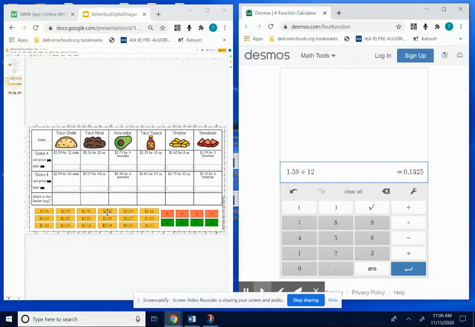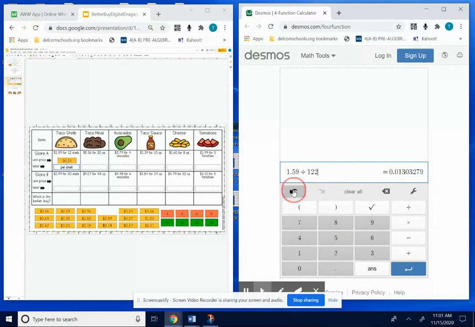So let's see, you want to drag up the 13 cents. And then you can just write for the label per shell. So at store A, if they're $1.59 for 12 shells, it would cost 13 cents per shell. Store B, they have a different deal. They have a pack of 20 shells for $2.99. So if you want to know the price per taco shell at that store, you would take $2.99.